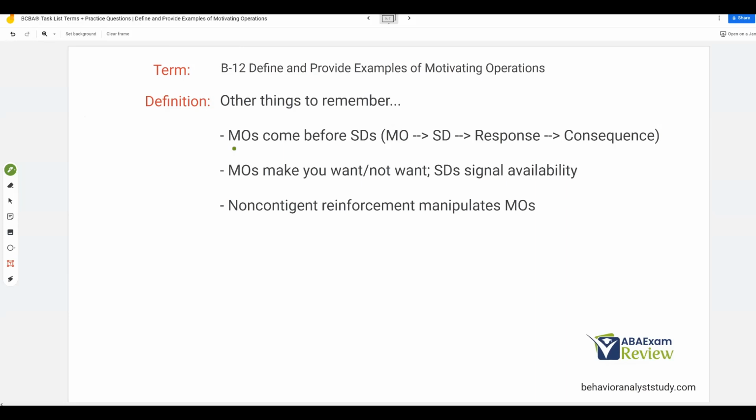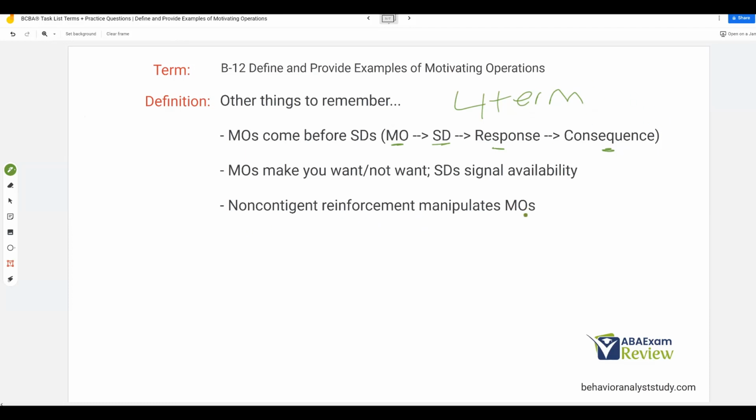So other things to remember, MOs come before SDs, so our 4-term contingency would be MO, SD, response, consequence. Remember, MOs make you want, not want. SD, signal availability. There can be an SD present signaling availability with no MO. There can also be an MO with no SD. If I see a commercial and I really want what's on the commercial, it might not be available to me because there's no SD. So MOs are temporary, right? SDs signal something is available, which in turn leads to a response, which in turn leads to a consequence.